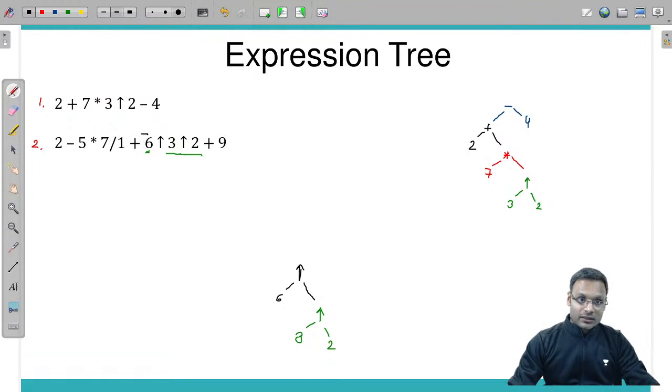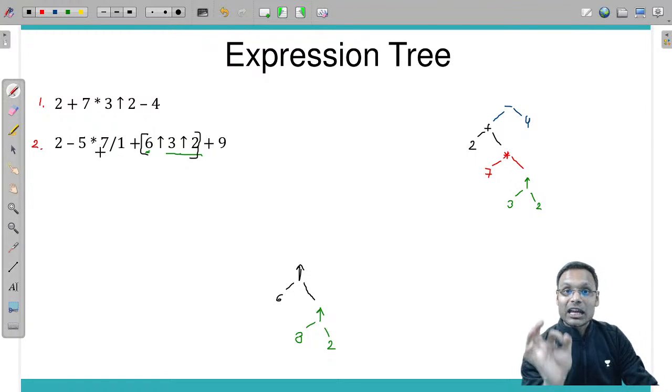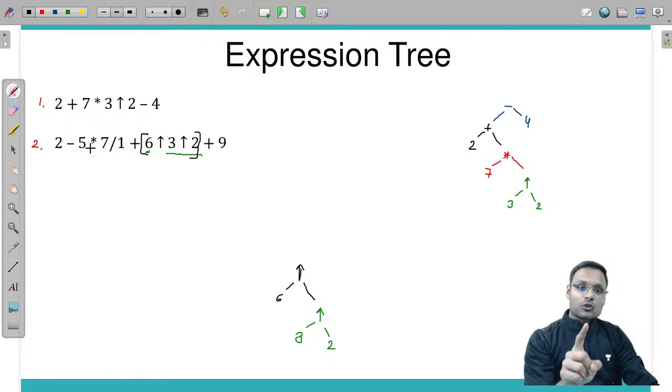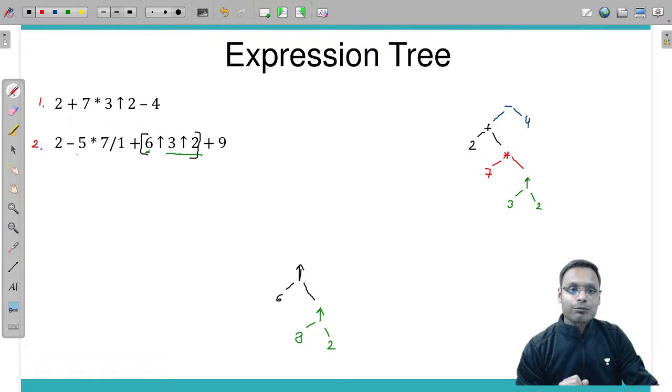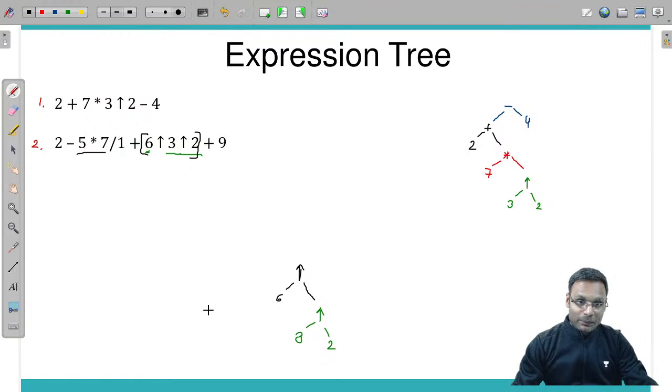Now this much is done. ये इतना हो गया है. What will you solve next? You have multiplication and division, but as you know, multiplication and division both have the same precedence. Based on associativity, you need to solve the leftmost first, this one first. Multiplication you are going to solve first. So let's solve multiplication first.